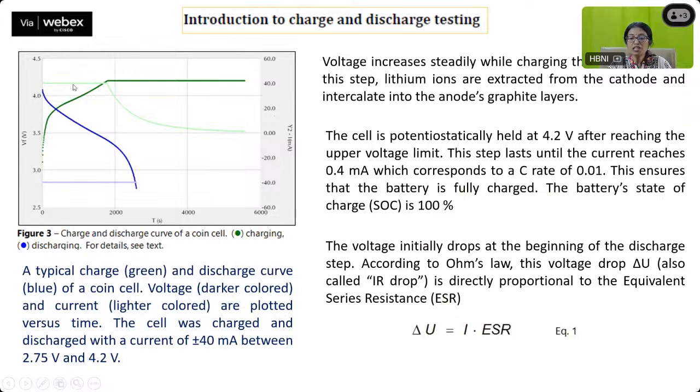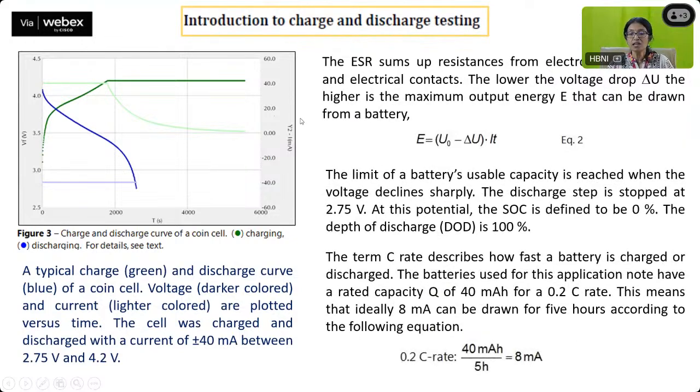Now the voltage initially drops at the beginning of the discharge, and according to Ohm's law, this voltage drop, also called the IR drop, is directly proportional to the equivalent series resistance. So delta U is I into the equivalent series resistance. This equivalent series resistance sums up resistance from the electrodes, electrolyte and electrical contacts. The lower the voltage drop delta U, the higher is the maximum output energy E that can be drawn from the battery.